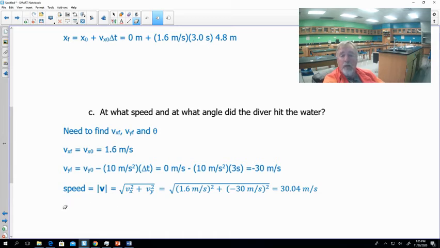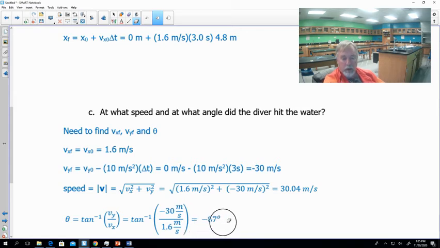So we know our velocity. How do we figure out our angle? Well, we know that our angle is equal to the arctangent of our vectors, so our rise vector, our y, divided by our run vector, our x. So let's do that, the inverse tangent. What's our y? Negative 30 meters per second. What's our x? 1.6 meters per second. You plug that into your calculator, it's going to tell you it's negative 87 degrees. Okay. Good.